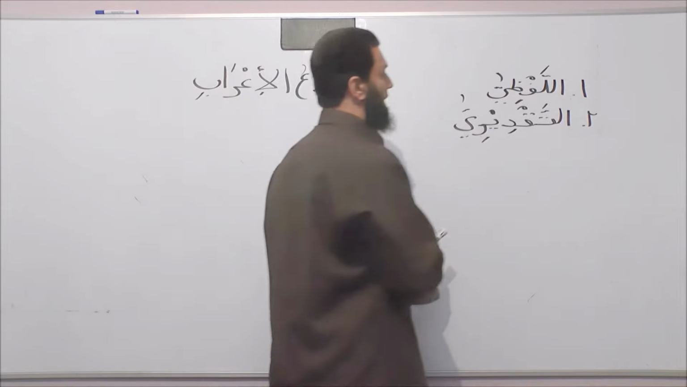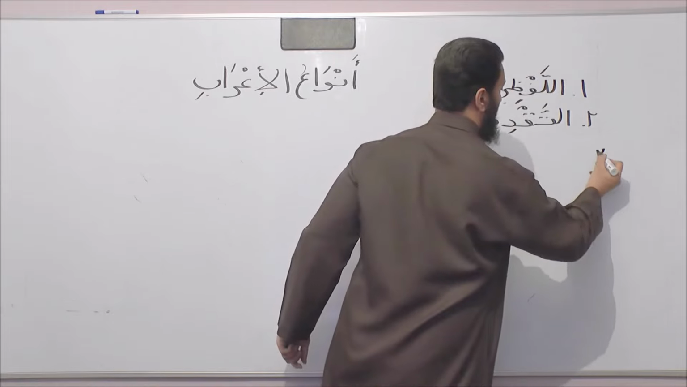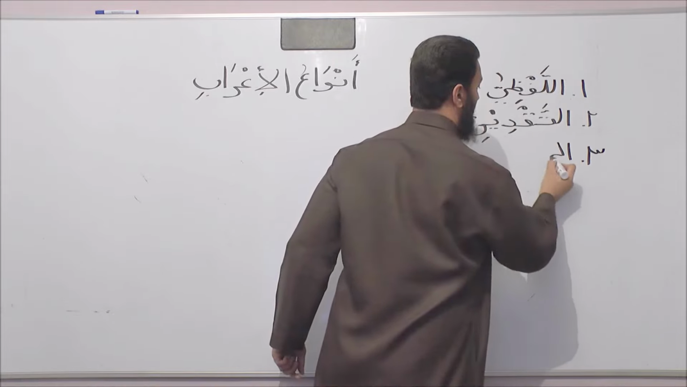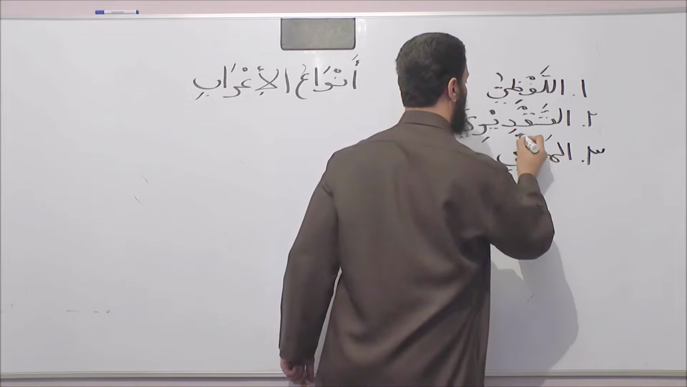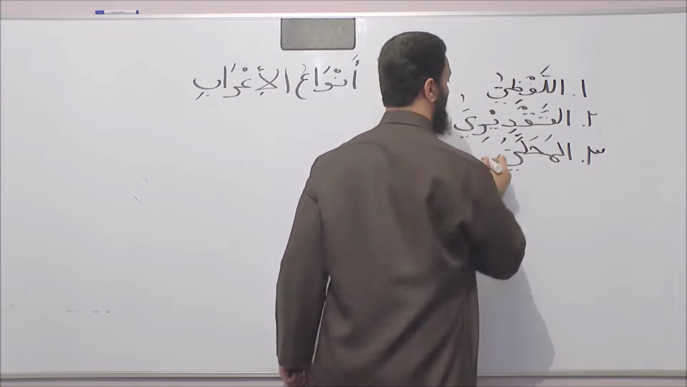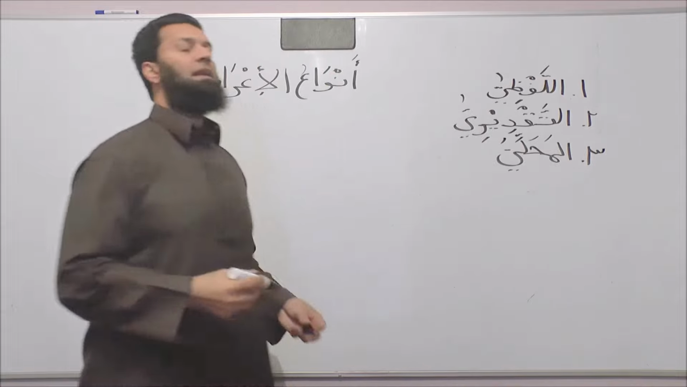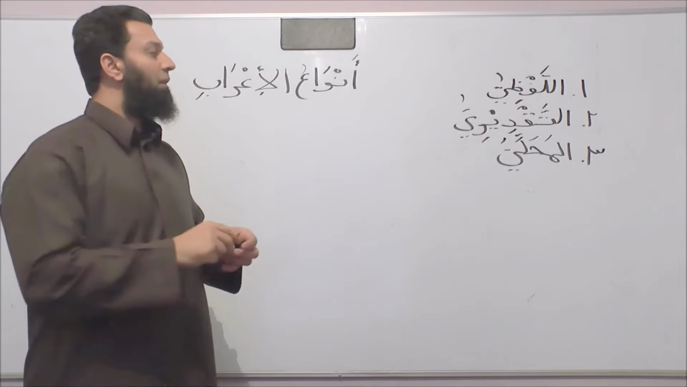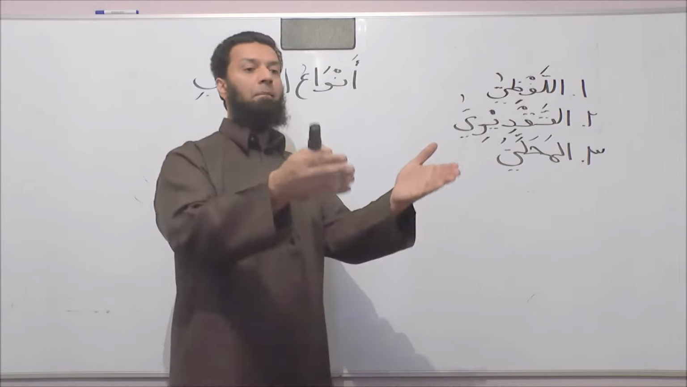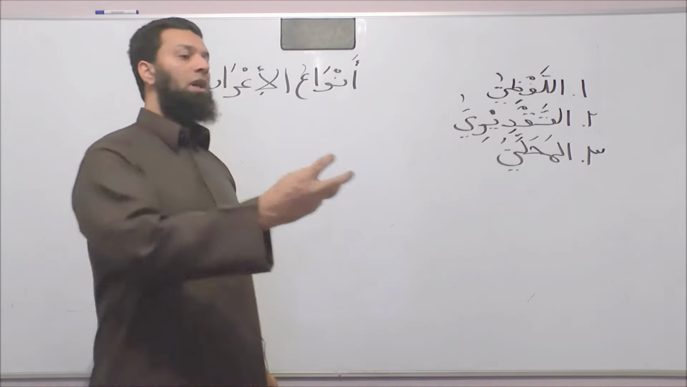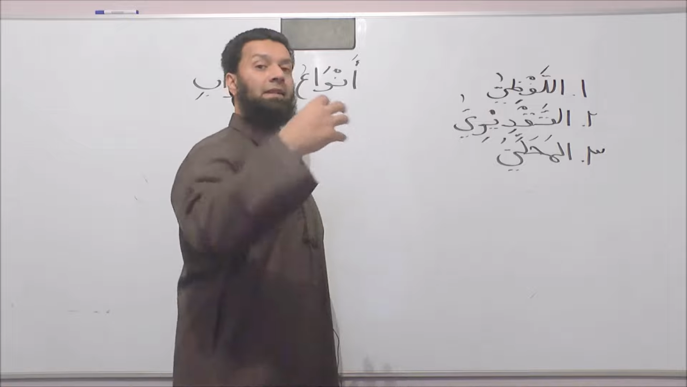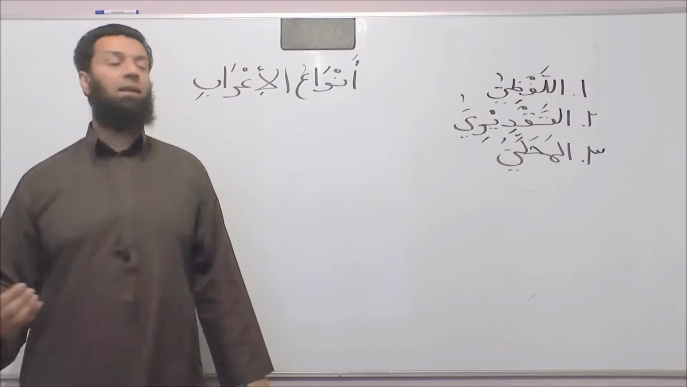Third type of i'rabun is what we call المحلي. المحلي, it refers to a positional i'rab. So a word that occupies the position of a particular state.